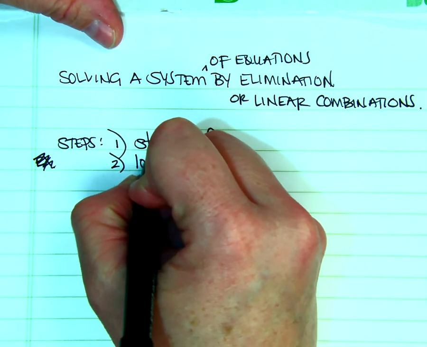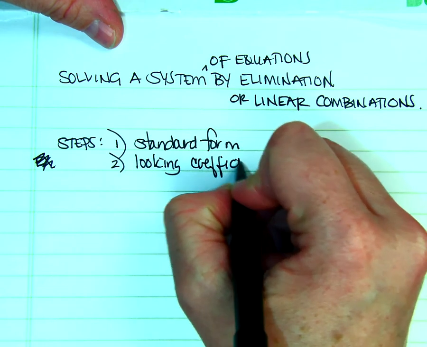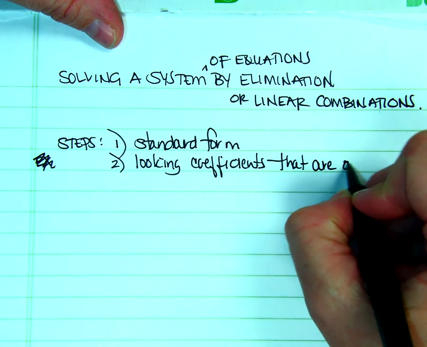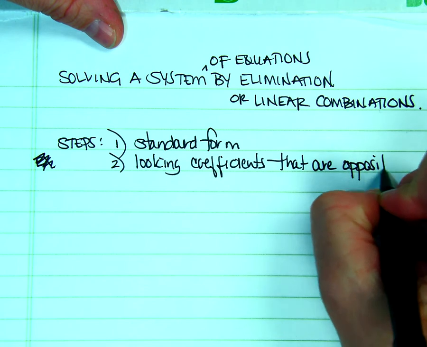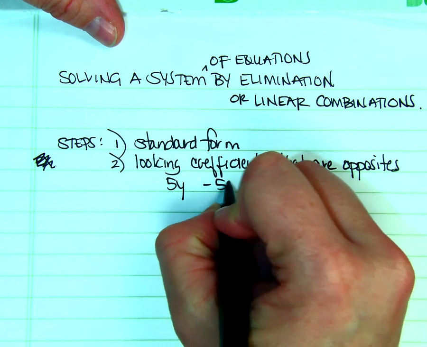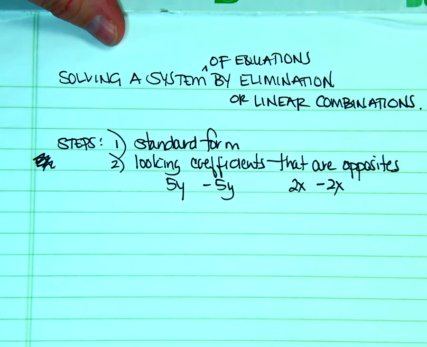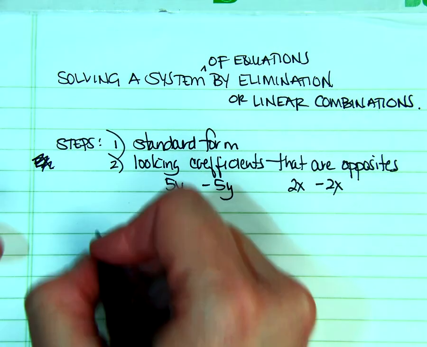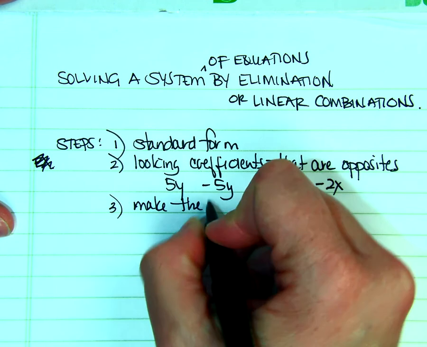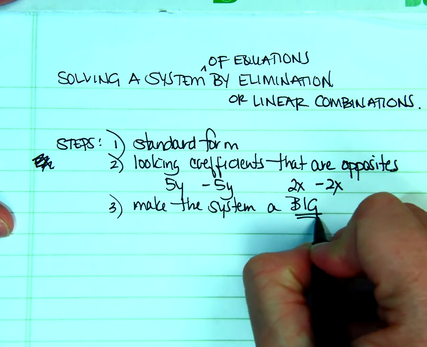And then you're looking for coefficients that are exact opposites. So for example, if you had a 5y, then you'd want the other one to be a negative 5y. If you have 2x, then you would want the other one to be a negative 2x. Okay? And then after you get that, you're going to make the system a big addition problem.